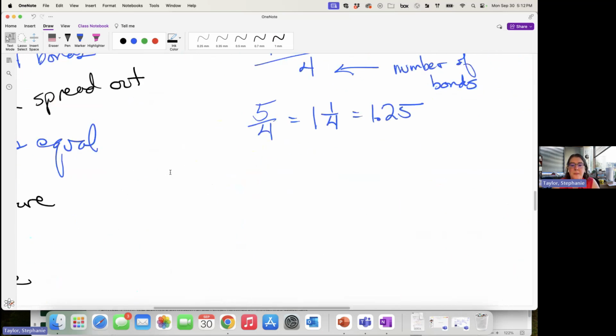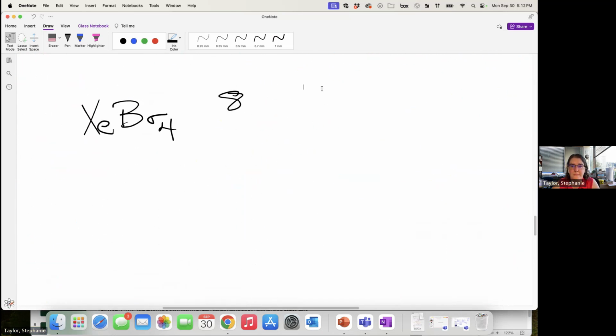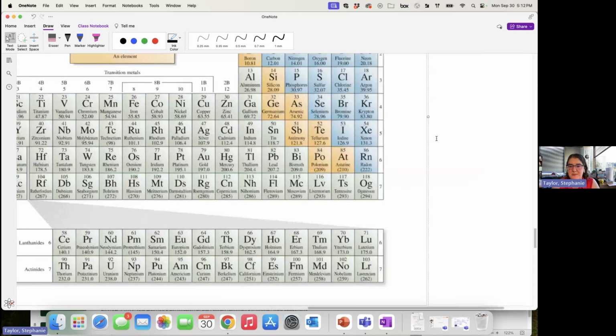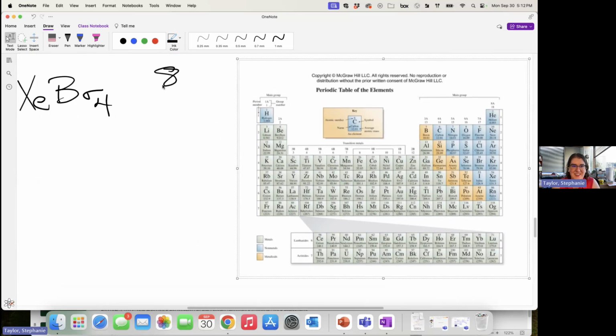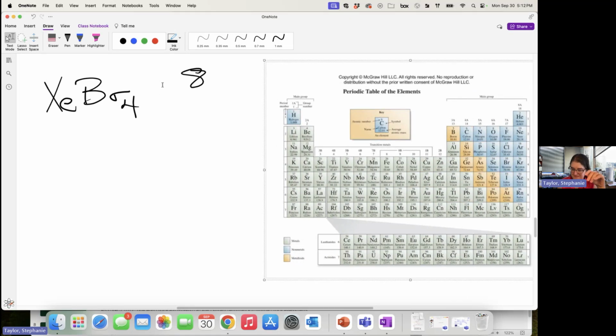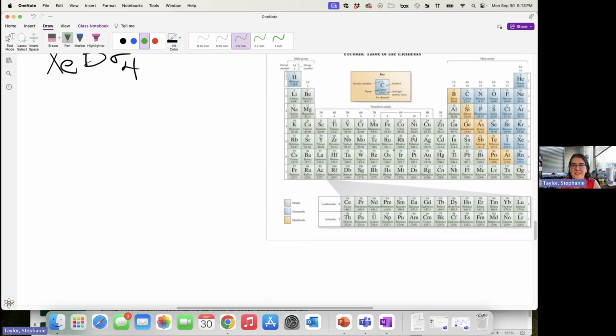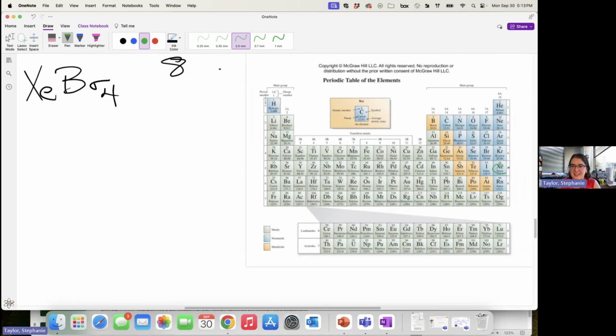I am going to make this smaller though, so you might just have to trust me on where those are. There we go. So xenon, whoa, xenon is way too close to my scroll bar. There we go. There's xenon. So xenon has 8 valence electrons.